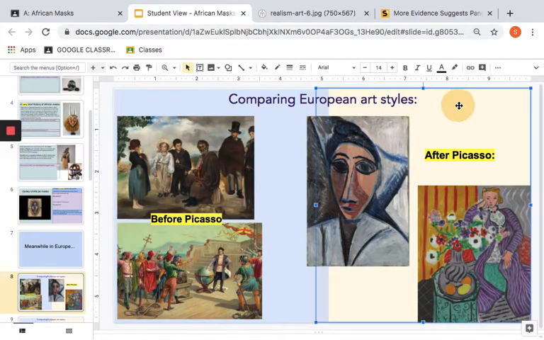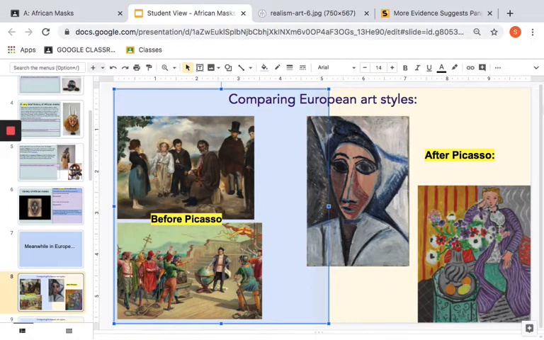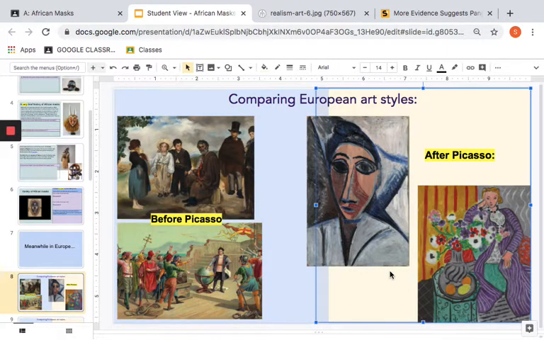What is the difference? I think that these look more real. That's what I want you to think about. These look like somebody was trying to make the painting as if it was real life. And here, obviously, the painter is not trying to paint things real. They have some level of creativity or interpretation or feel that is not real.